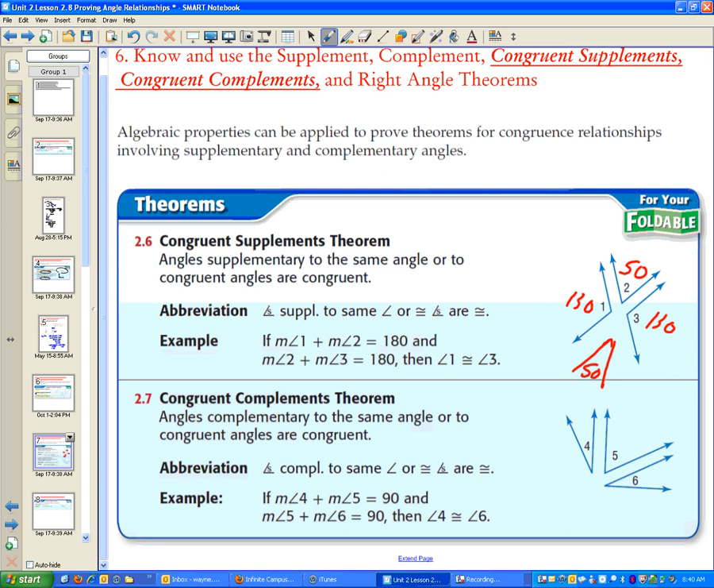All right, the congruent complements theorem is the same thing with complementary angles. Angles complementary to the same angle or to congruent angles are congruent. So if angle 4 is complementary to angle 5 and angle 6 is complementary to angle 5, then 4 must be congruent to 6. Put numbers on there and it becomes obvious. If the measure of angle 5 is 70 and angle 4 is complementary to it, it's got to be 20. Angle 6 is also complementary to angle 5, so it's also got to be 20. Angle 4 is congruent to angle 6. Questions?